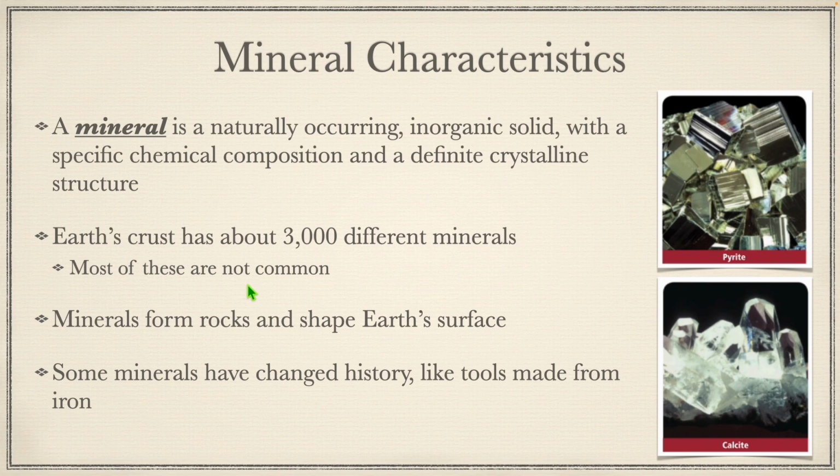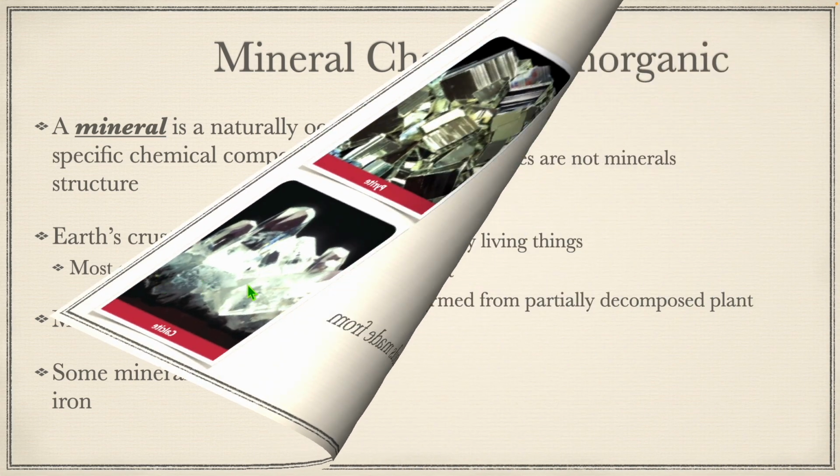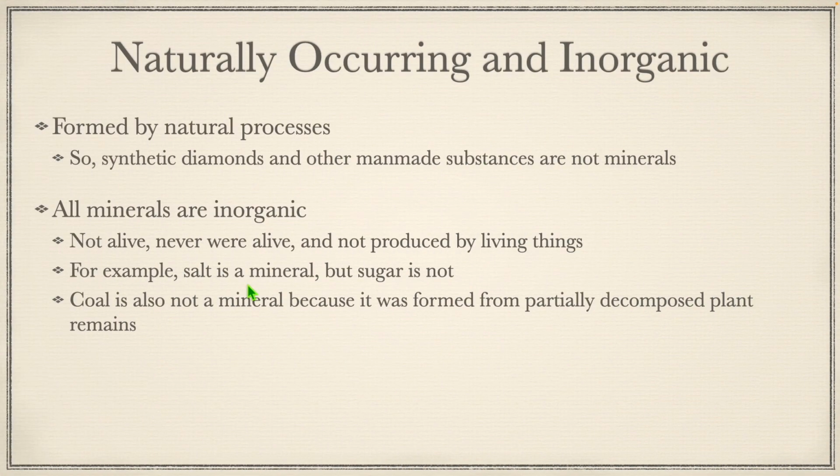Minerals form rocks and shape Earth's surface, and then some minerals have changed history, like tools made from iron. Discovering metals that we could extract from different minerals has changed the world. So naturally occurring and inorganic, what does that mean? So this means they're formed by natural processes. So synthetic diamonds and other man-made substances are not minerals.